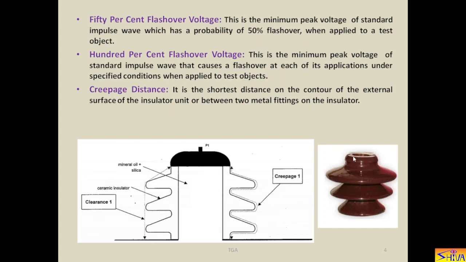Same thing is here for the pin type insulator. Conductor passes on the top, lower portion is grounded through the pin. So if we measure the vertical distance from this point up to this point, that is called as clearance. And if we measure the distance over the surface complete without any break, that is called as creepage distance.